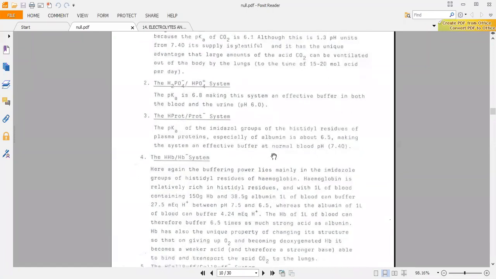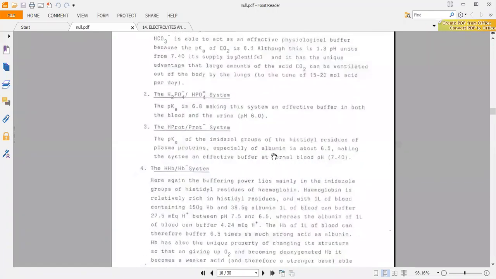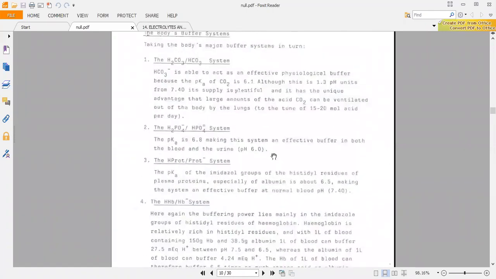Okay, so we've seen that the first buffer is bicarbonate. Now bicarbonate is the most abundant buffer system in the extracellular compartment. So for the extracellular compartment, we use the buffer H2CO3 bicarbonate. The other buffers like proteins can also act as buffer systems of the extracellular compartment.